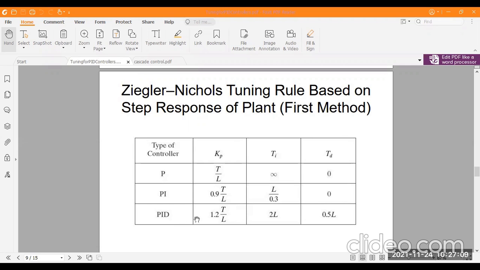But when you use the PID controller part, it changes in all three controller parts. The proportional controller part is 1.2 into T by L, the integral part TI, the reset time, is 2 into L, that is 2 into the time delay, and the derivative controller part is 0.5 into the time delay. L is the delay time and T is the time constant. So remember these tables for the first method of Ziegler-Nichols tuning.